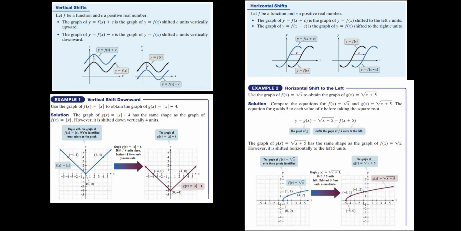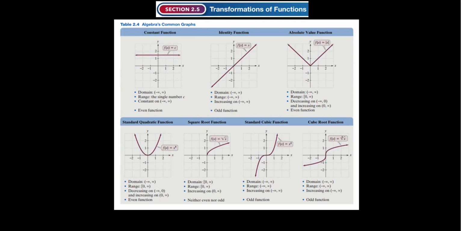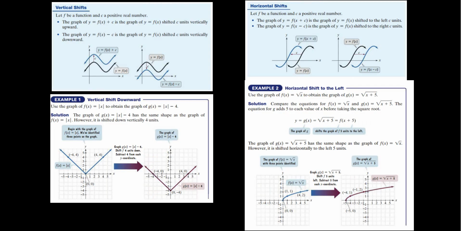All right, so example one is asking us to use the graph of the absolute value of x, and of course we know that to be a V. Okay, this is why you have to memorize those seven parent functions.